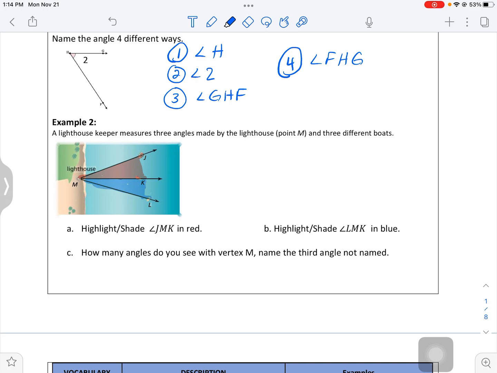So that's that angle. It says, how many angles do you see with vertex M? Name the third angle not named. So one angle is angle JMK, this red angle. Second angle is angle LMK, this blue angle. The third angle is the big angle. I could start at J, go to M, and go out to L. So JML. So we write angle JML. You could write it backwards as angle LMJ. Both are acceptable.